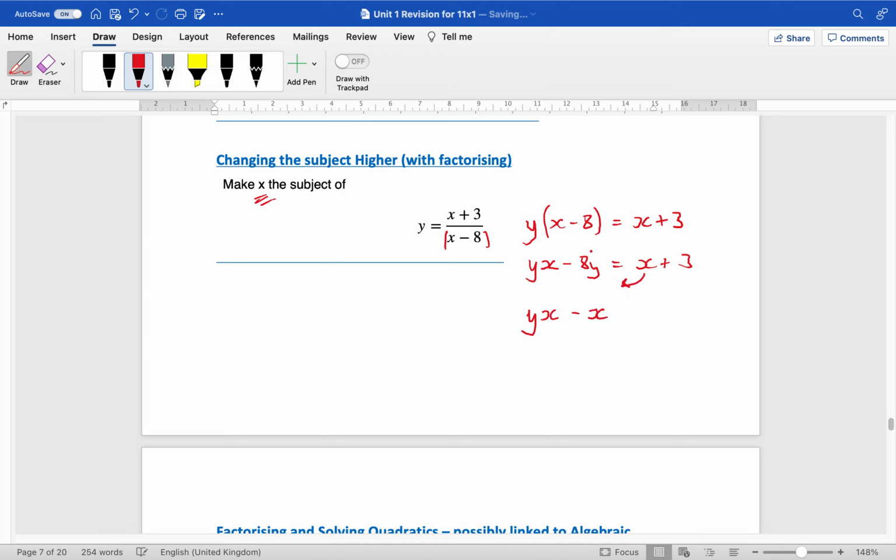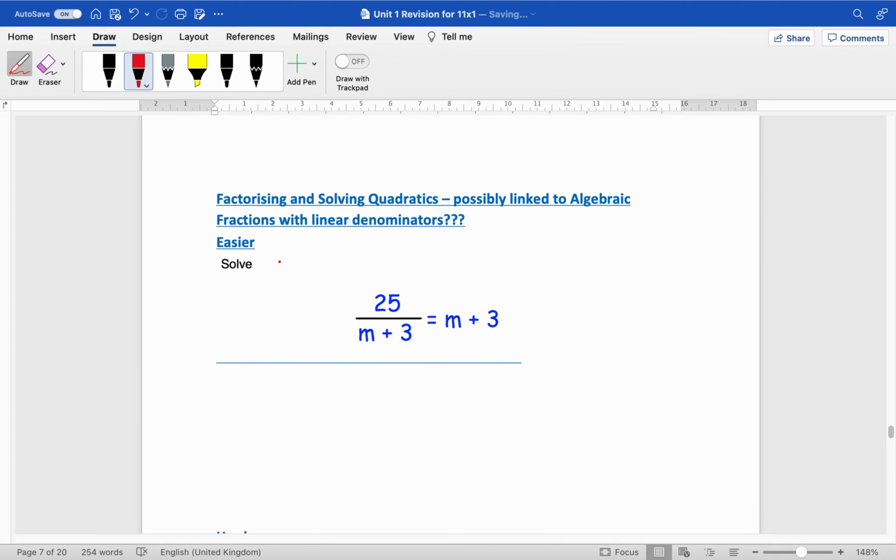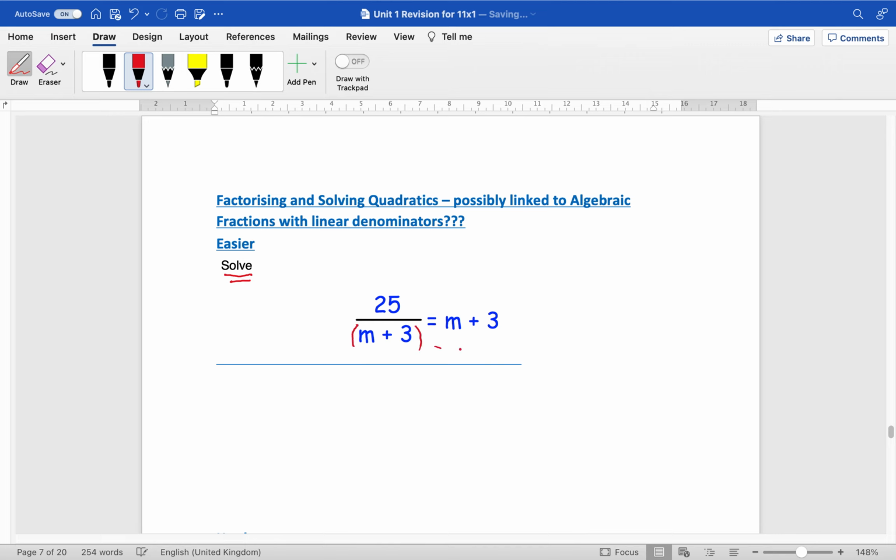Really similar looking thing to this. Yeah, really similar, but we're solving, not changing the subject, because there's only one letter involved. So get rid of the fraction, up you go as a times. It might be useful to put that in brackets as well, so that when that comes up there, it's that. So we're left with 25 equals, and if you do your FOIL, which again all of you are really good at, we get m squared plus, after you've simplified it, 6m plus 9.